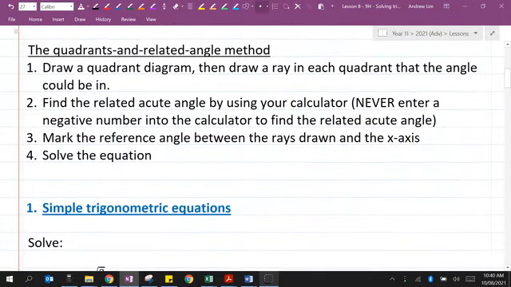What we need to do is draw a quadrant diagram, then draw a ray in each quadrant that the angle could be in, depending whether it's a positive or negative answer. Find the related acute angle, or the reference angle, by using your calculator. Never enter a negative number into the calculator to find the related acute angle. Mark the reference angle between the rays drawn and the x-axis. Okay, only the x-axis, not the y-axis. And then solve the equation.